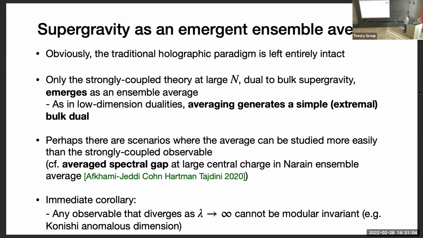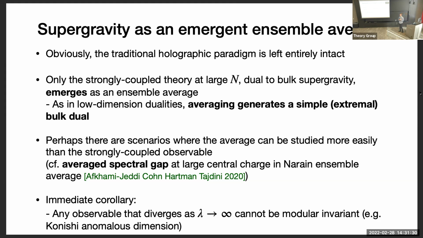And a final corollary is that any observable that diverges in the strong coupling limit can't be modular invariant. A famous example of such an observable, which goes like lambda to the quarter at strong coupling, is the Konishi anomalous dimension. And that's just for the reason I described earlier. So for instance, the energy of the lightest string state.